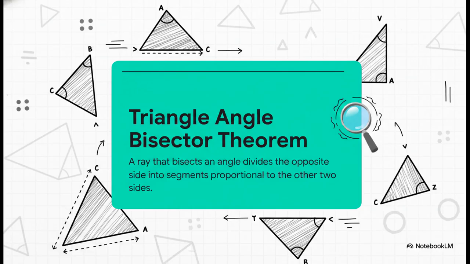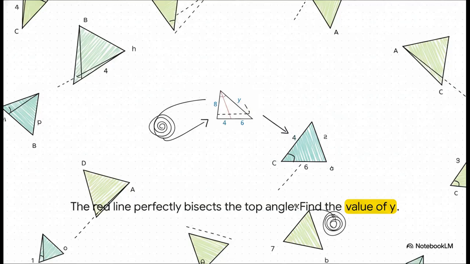When you bisect an angle, cut it exactly in half, the line you draw splits the opposite side. This theorem says that the two new little segments it creates are proportional to the other two sides of the original triangle. Let's make that more concrete.